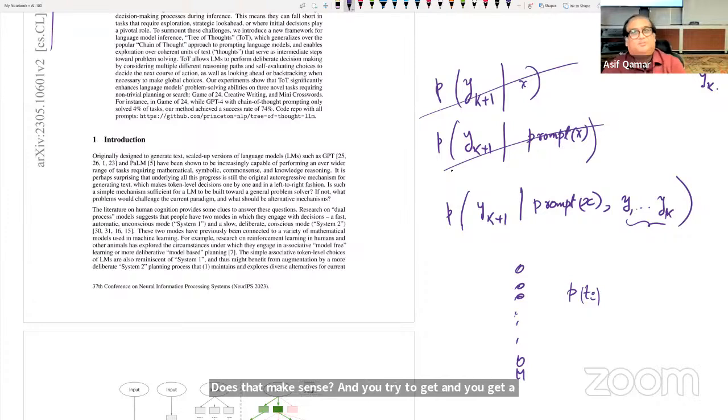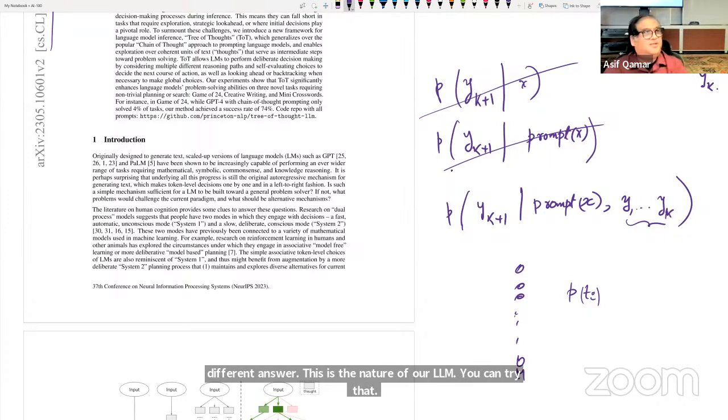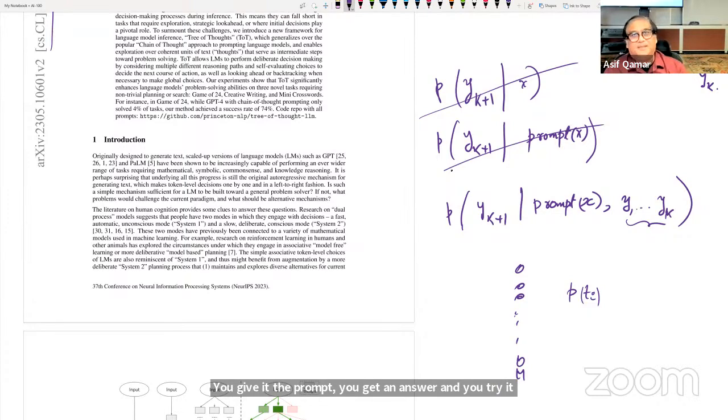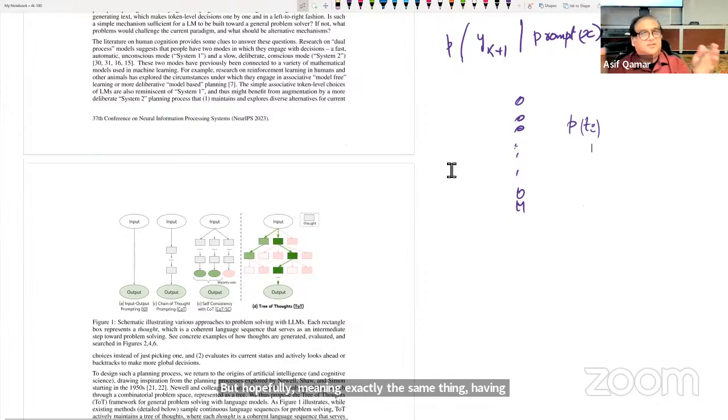You can try that. You give it a prompt, you get an answer, then you try it again and you get a different answer, but hopefully meaning exactly the same thing, having essentially similar semantic content. If you're doing creative writing, then you do want diversity and you want different things to come out. But in the case of arithmetic reasoning, what do you want?